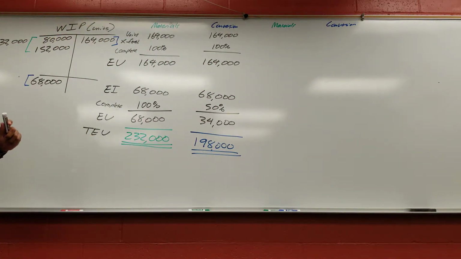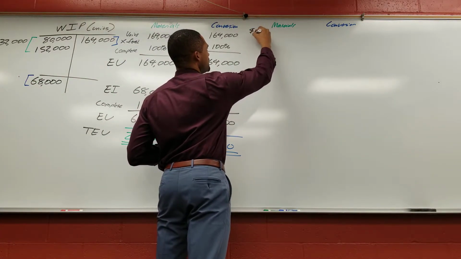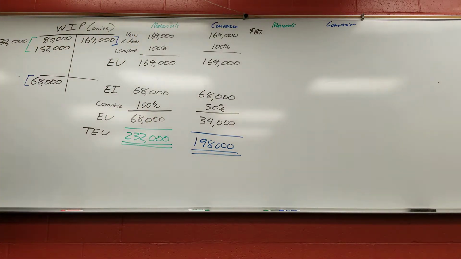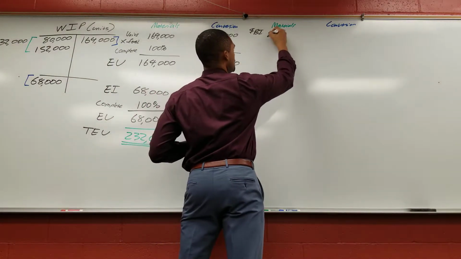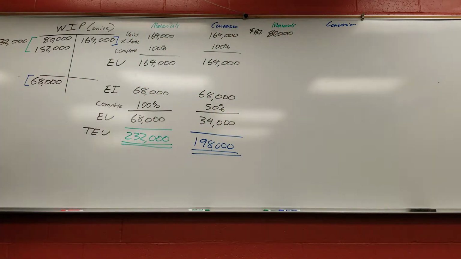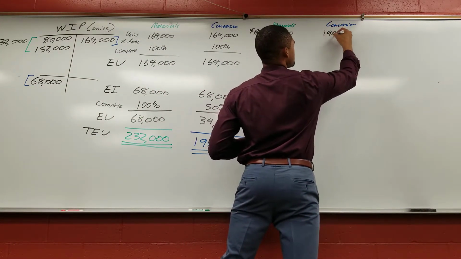Materials, the first thing we need is now the cost of the beginning inventory. From what they tell us, the cost of beginning inventory for direct materials is $80,000. The cost of beginning inventory for conversion is $190,000.